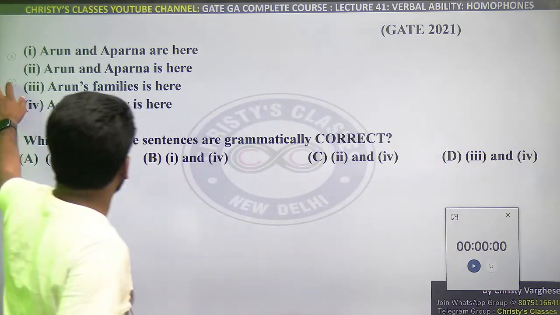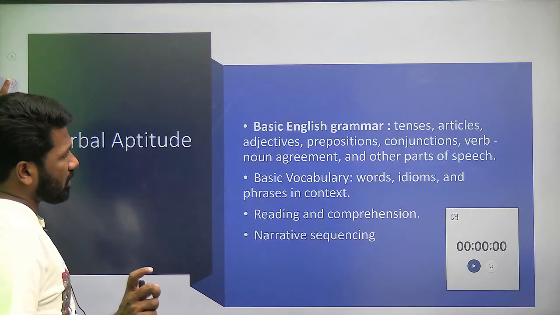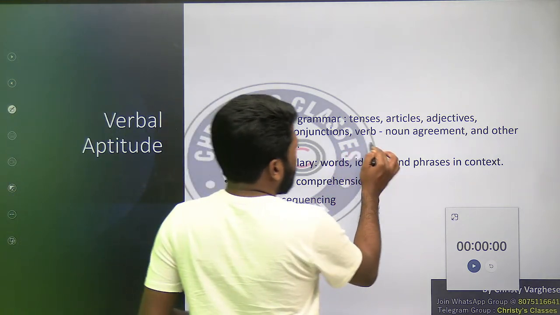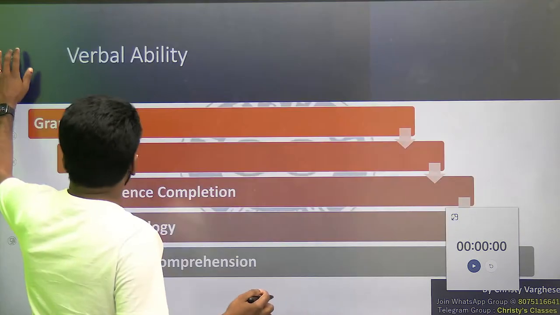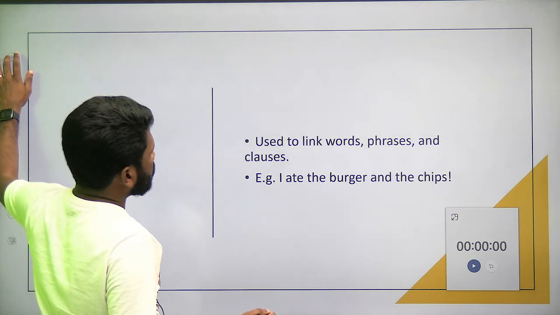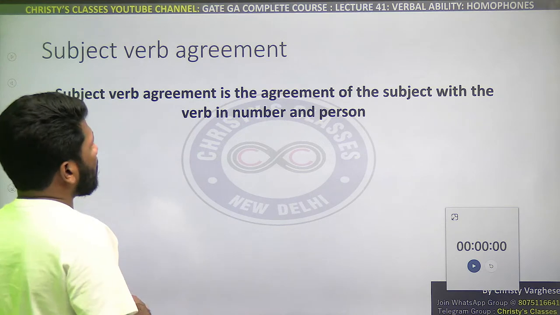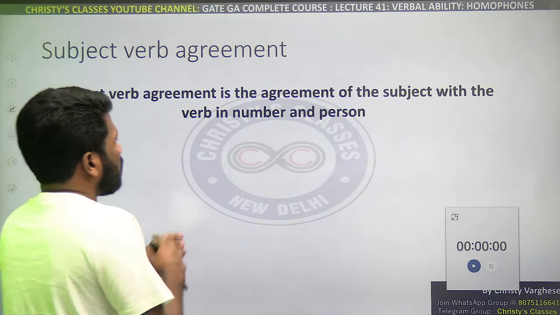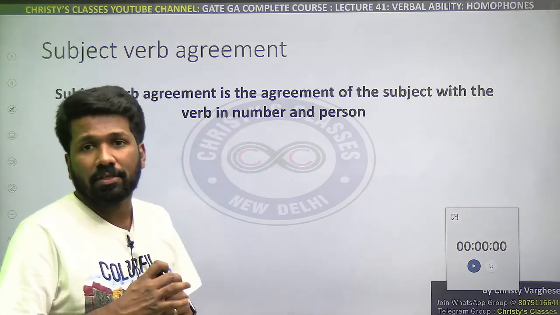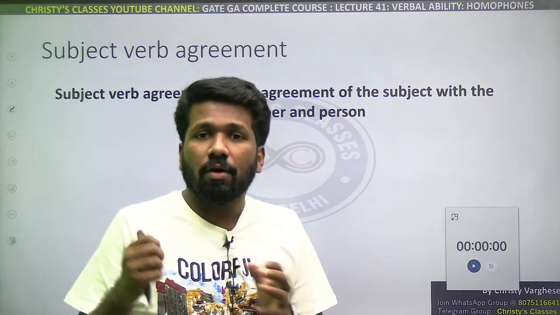In the syllabus I showed you, subject verb agreement is mentioned, so you should know basic things about it. I'll give you some idea here. Subject verb agreement, that is verb and noun agreement itself. So here, let's see how it can be used to answer. Subject verb agreement says that there should be an agreement of the subject with the verb in number and person. That means if the subject is plural, the verb also should be plural.